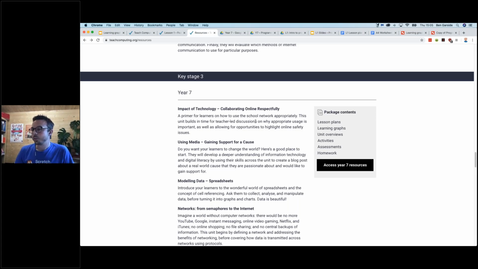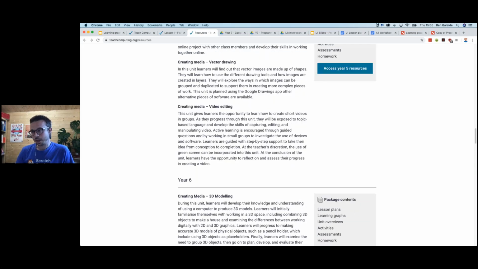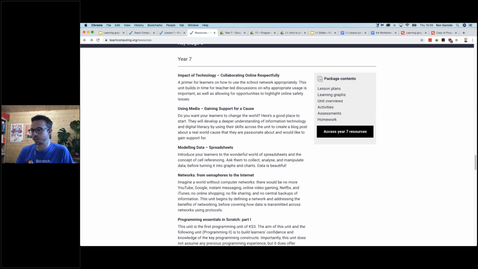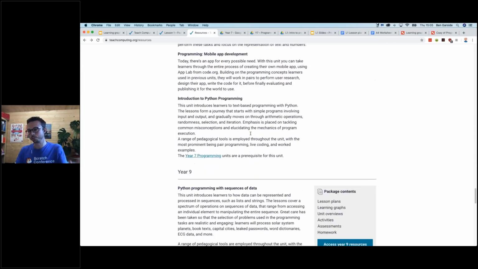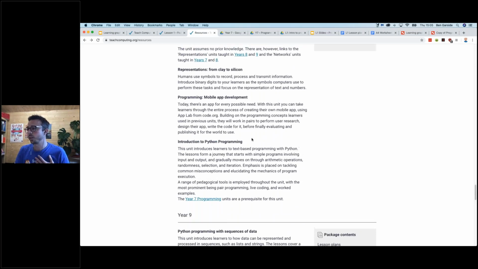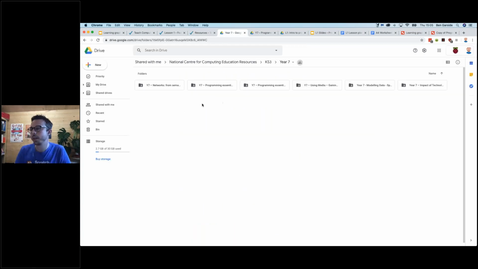If we scroll through it, you can see we've got units for every year group. If we go down to Key Stage 3, you can see it's separated by every year group. We've got things for Key Stage 1, 2, 3, and 4. That gives you an idea of what that looked like. If you were logged into the Teach Computing site, you can access Year 8 resources or Year 7, and that would take you to a Google Drive page. You can access these resources, download them, copy them to your drive, or download them if you're a Microsoft school.